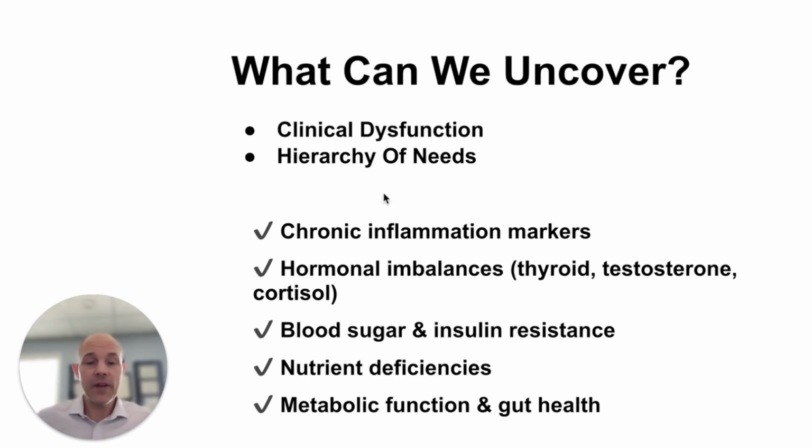So we're looking at chronic inflammation markers. We're looking for hormone imbalances. We're looking for blood sugar and insulin resistance. We're looking at nutrient deficiencies, and we're ultimately looking at metabolic function and the hierarchy of needs. The highest and the top in the hierarchy is gut health. And so what does this look like?